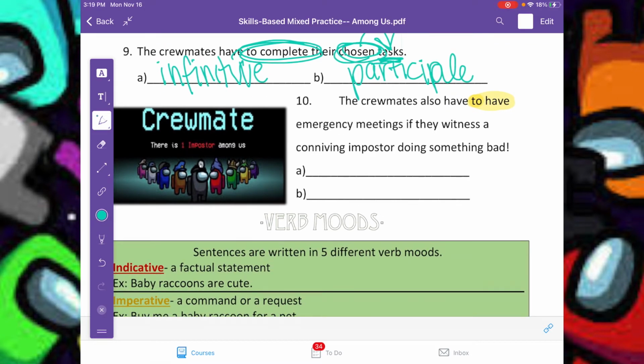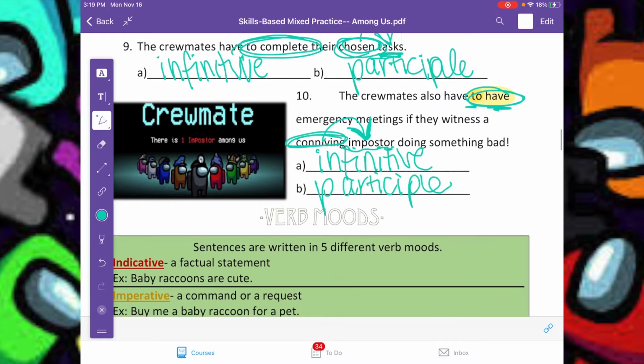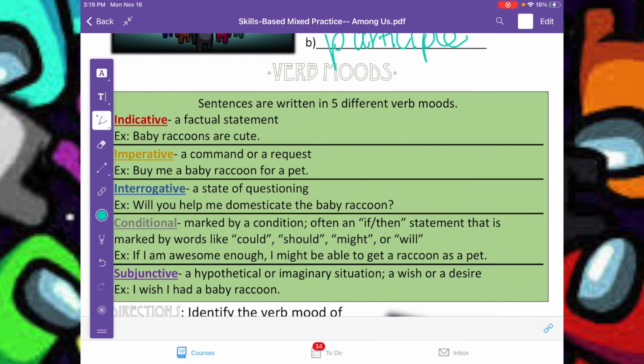And number 10, the crewmates also have to have emergency meetings if they witness a conniving imposter doing something bad. To have, to plus a verb, this is an infinitive. We also have conniving imposter. It's describing something. This is a participle. All right, again, please try this on your own first and then come to this answer video to check your work against the answer key.